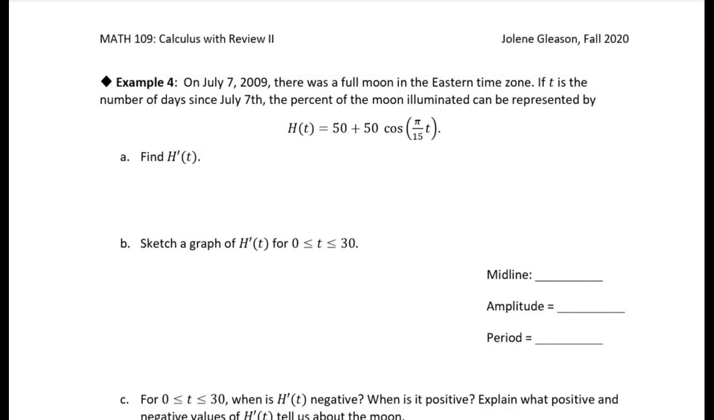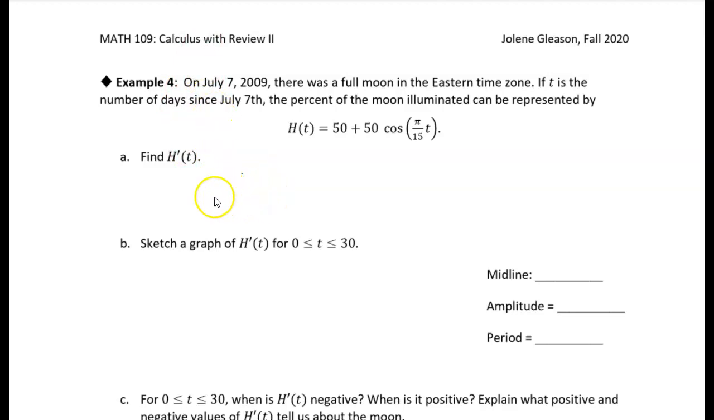All right, let's take a look at a word problem, a real life application of using derivatives of periodic functions. In this example, it says on July 7th, 2009, there was a full moon in the Eastern time zone. And if t is the number of days since July 7th, then the percent of the moon illuminated can be represented by this periodic function, which makes sense because the illumination of the moon is cyclical. So we first of all want to find the derivative of this function h of t.